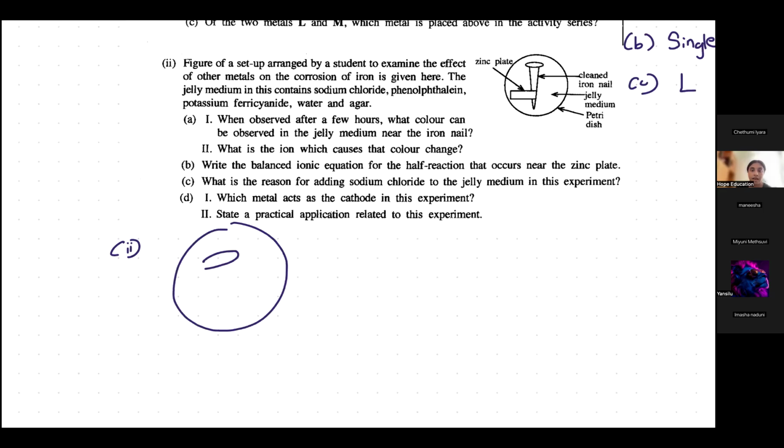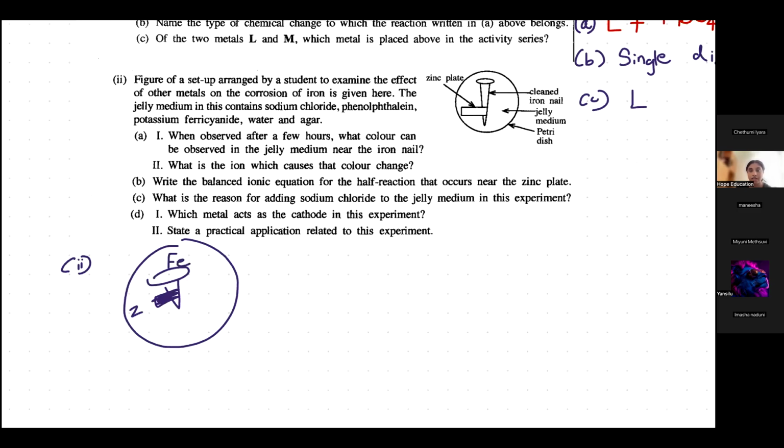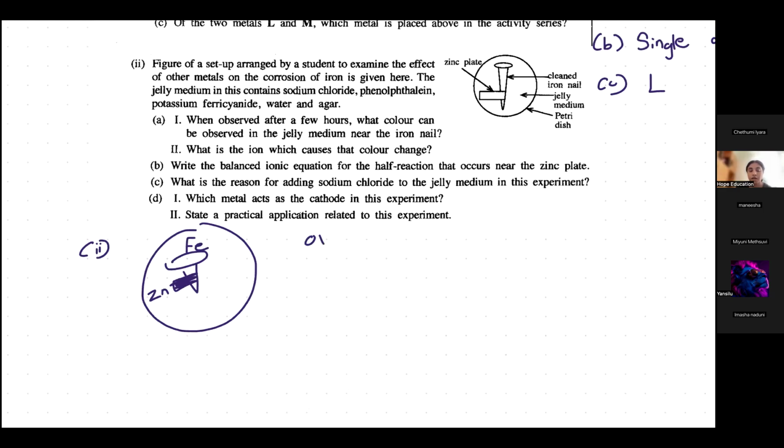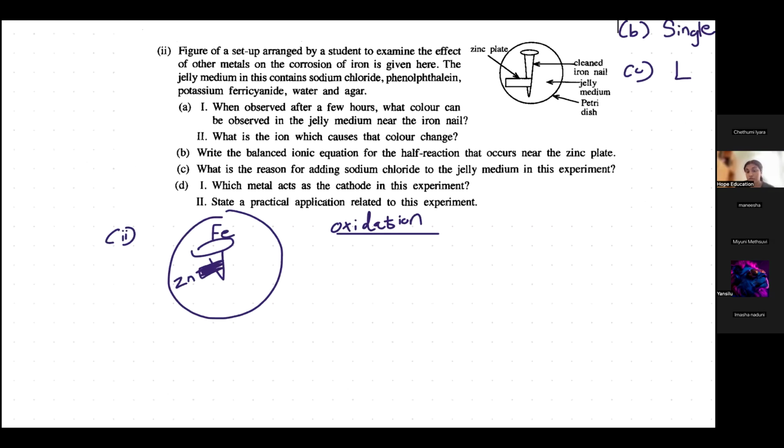There is an iron nail. Zinc is connected to the iron nail. So this is iron. It's connected to zinc. What happens in the oxidation reaction? Now oxidation means removing electrons. There are two metals, and metals will gladly remove electrons. Metals always like to remove electrons. Will iron remove electrons and get oxidized, or zinc? Iron or zinc?